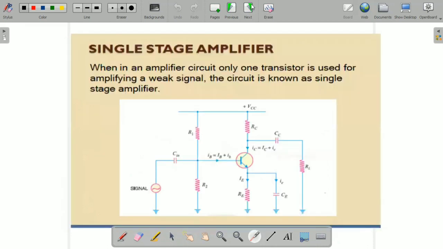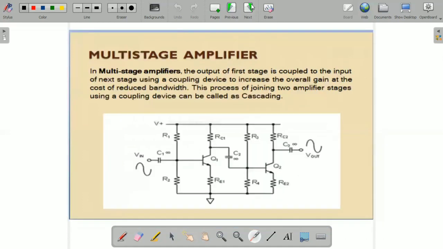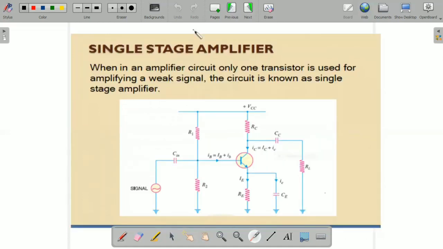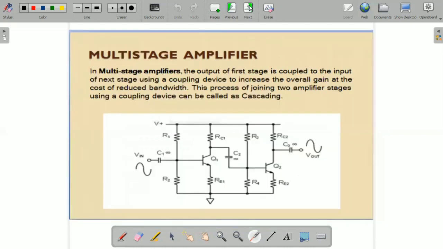Next, based on the number of transistors or number of stages used in the amplifier, it has been divided into two. One is single stage amplifier and another is multi-stage amplifier. Single stage amplifier: when in an amplifier circuit, only one transistor is used for amplifying a weak signal, the circuit is known as single stage amplifier. Whereas in multi-stage amplifiers, we can use n number of transistors.